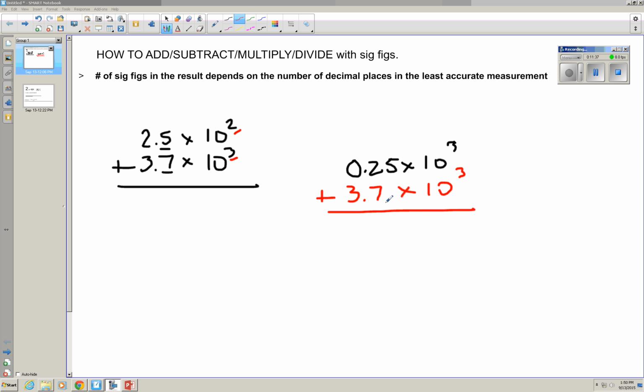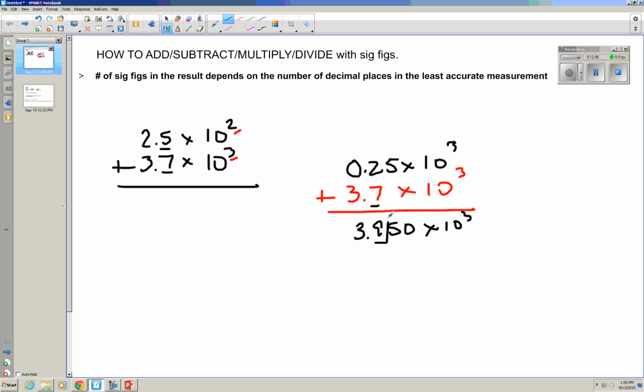The sig fig rule says I can only have as many decimal places as the least value, which means this one, so my answer can only have one decimal place. Go ahead and add these together. If you do that, you get 3.950 times 10 to the 3. Now that is not rounded correctly. It doesn't have the correct number of sig figs. Remember, you can only have one decimal place. Where's your decimal place? Here.